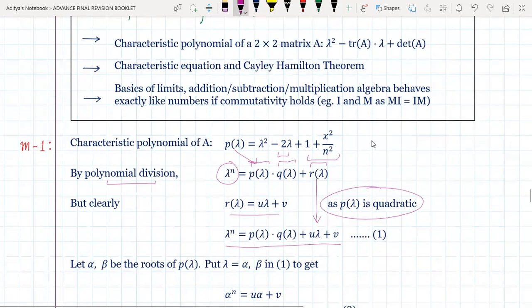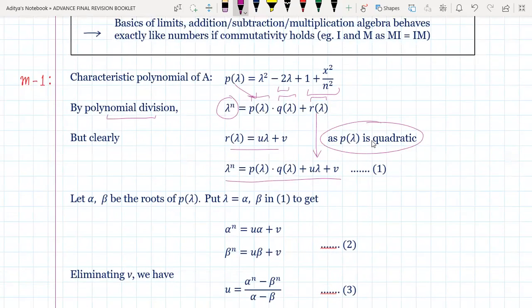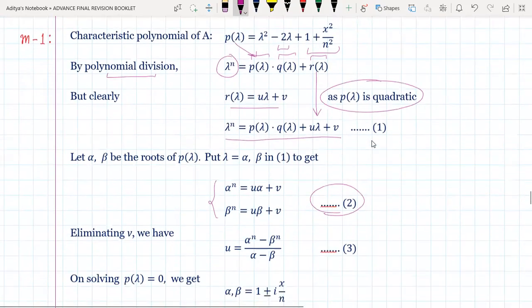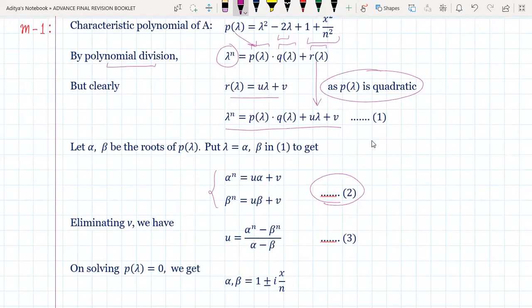Now let us assume that alpha and beta are the roots of p of lambda. If we put lambda equal to alpha, then beta in equation number 1, we successively get these pairs of equations, which we call equation number 2. Now we can easily eliminate v. How? We just subtract the equations. So v and v cancel out, and we get u as alpha to the power n minus beta to the power n upon alpha minus beta, which we call equation number 3.